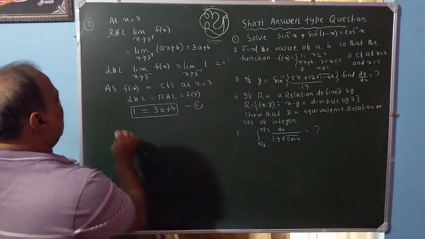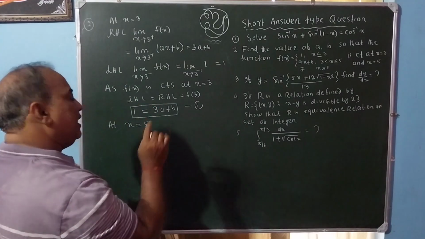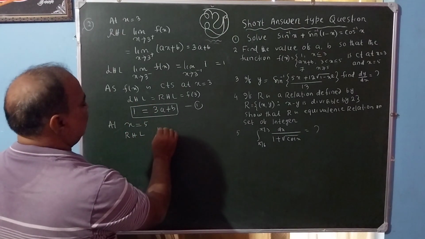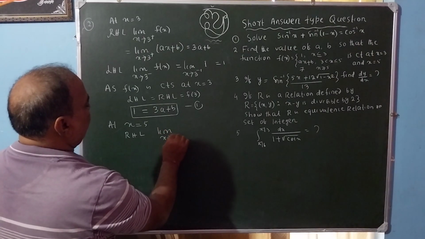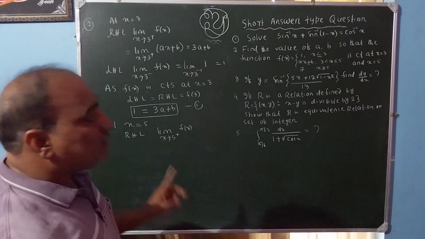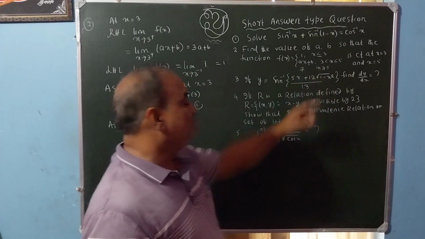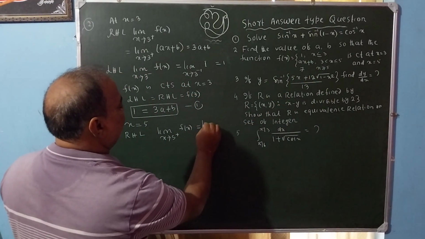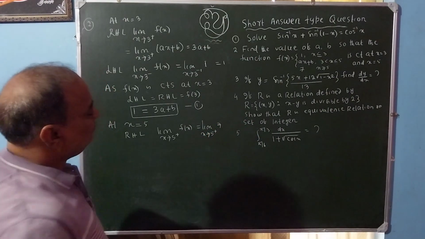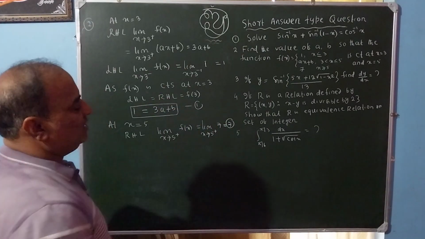Again at x is equal to 5, we have to find out RHL, the right hand limit. Limit x tends to 5 plus f of x. X tends to 5 plus means x greater than 5. When x is greater than 5, the value is 7. So limit x tends to 5 plus is 7. The limiting value is 7 because it is a constant.